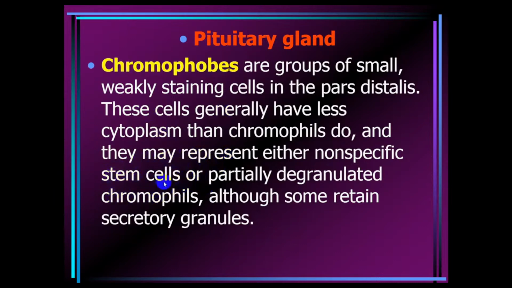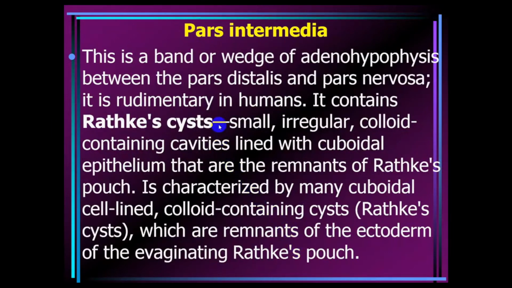Now, some think that it is a stem cell which can later, if it is necessary, differentiate into acidophils or basophils. The second hormone-active part of the adenohypophysis is the pars intermedia. It contains Rathke's cysts, which are small, irregular, colloid-containing cavities lined with cuboidal epithelium, and they are remnants of Rathke's pouch. It is characterized by many cuboidal cell-lined, colloid-containing cysts, Rathke's cysts.